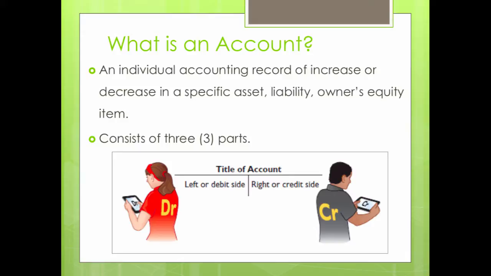An account is an individual accounting record of increase or decrease in a specific asset, liability, or owner's equity item. And the T account has 3 parts. It has a title, and it has the left side known as debit, and the right side known as the credit side.